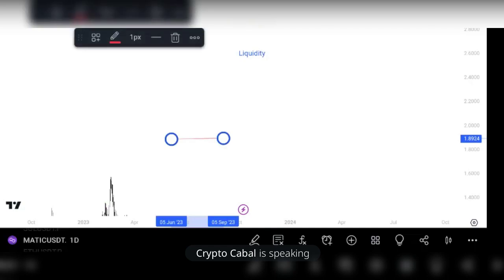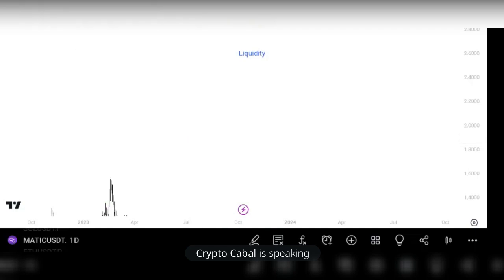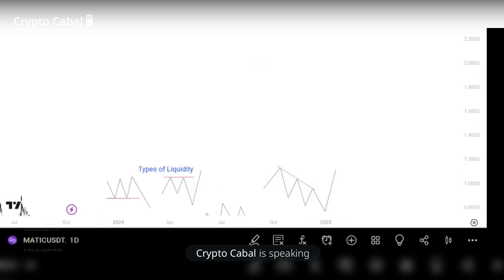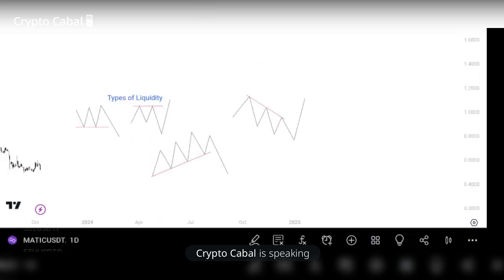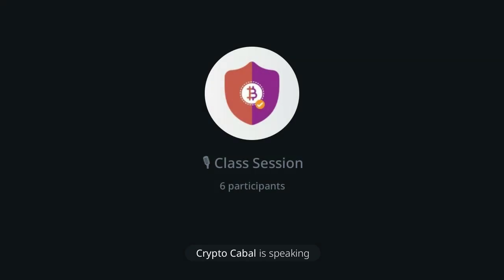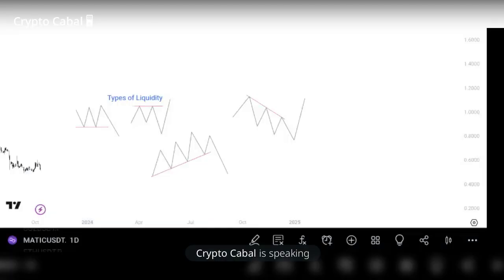Now we have two types of this liquidity. We have the trendline liquidity. We have the high trend line and we have the low trend line liquidity. That is how it's called. Now I'll show you examples.